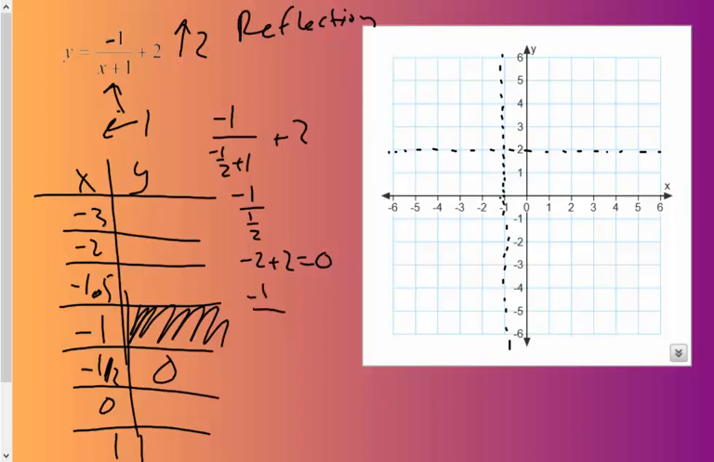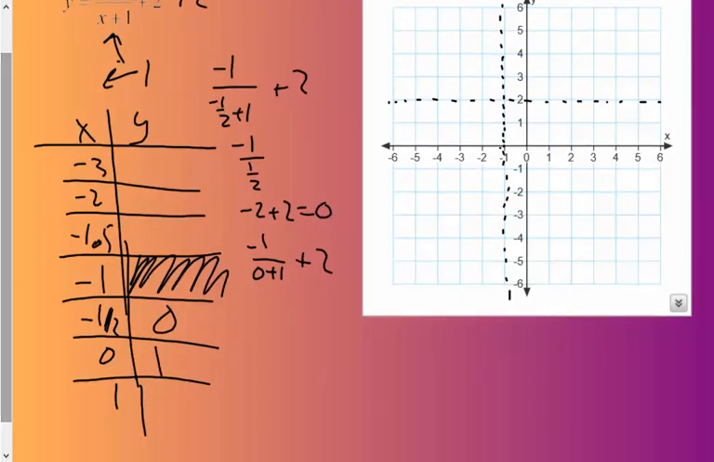-1 over, now I'm going to plug in 0. 0 plus 1 plus 2. That's -1 divided by 1, which is -1 plus 2 is 1. And plug in 1. -1 over 1 plus 1 plus 2. That's -0.5 plus 2 is 1.5.